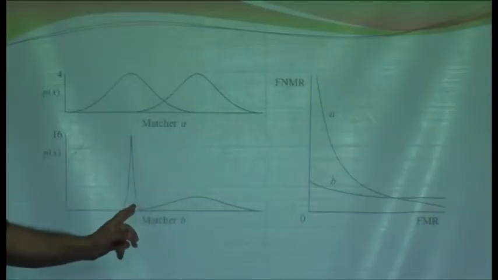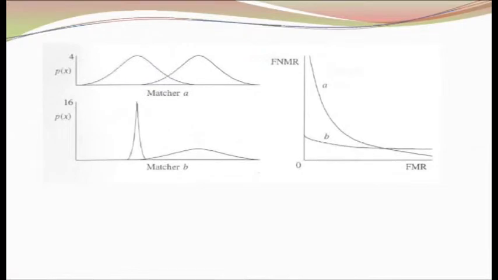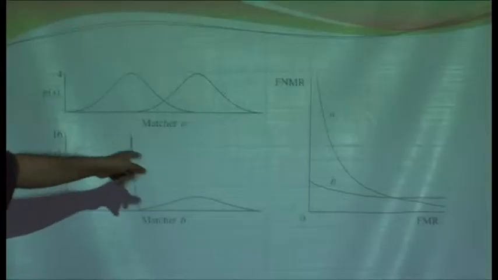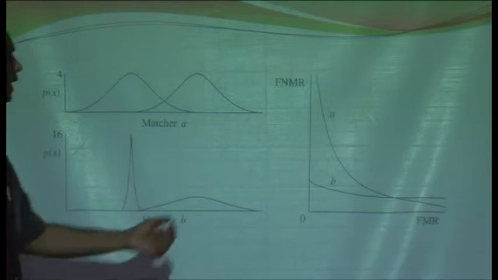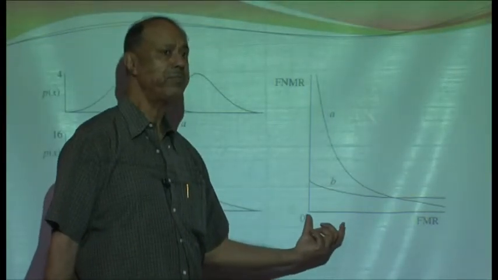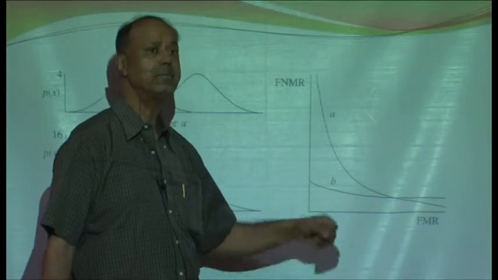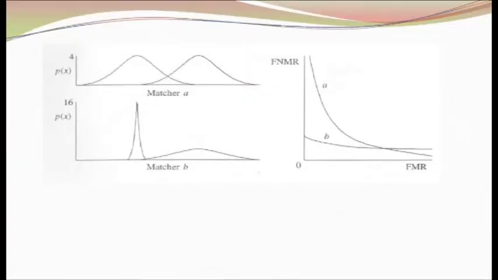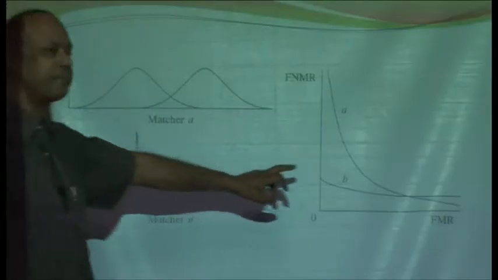Same mean, but standard deviation is different, and this diagram may be like this: false acceptance rate versus false rejection rate. So you see that D prime gives you 0. So you are telling that both of them are alike, but in reality it is not. In reality, for a smaller value of FMR, false acceptance rate, matcher B is giving good results. So anyway, this is matcher B and matcher A.